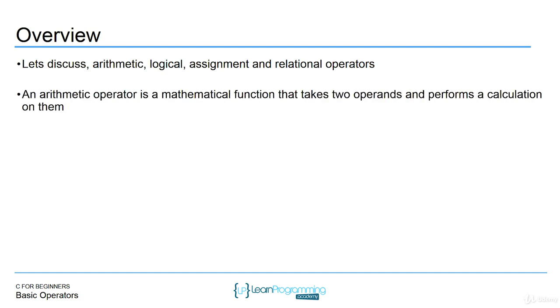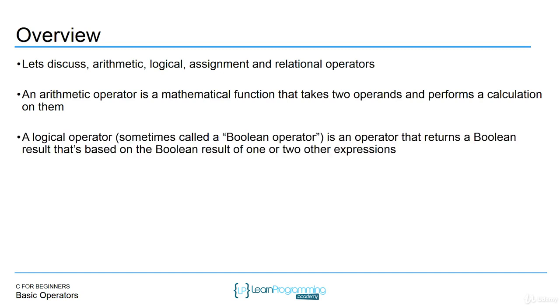So an arithmetic operator is probably the most common sense one, the one that you're probably most familiar with. It's a mathematical function. It takes two operands and performs a calculation on them. It's infix, so the operator is in between the operands. A logical operator, sometimes called a Boolean operator, is an operator that returns a Boolean result, a true or false value. That's what a Boolean is. So it's really just a conditional operator. It's based on the Boolean result of one or two other expressions.